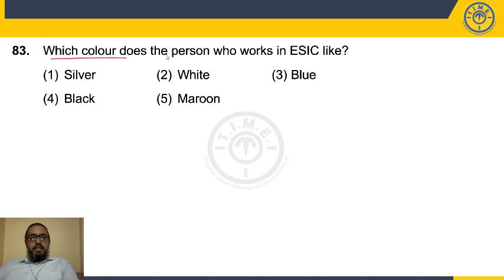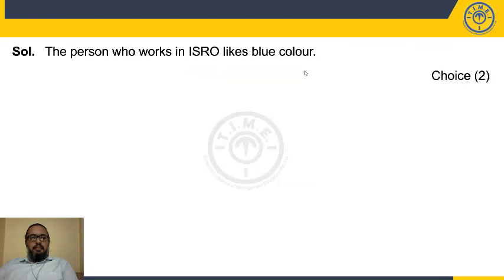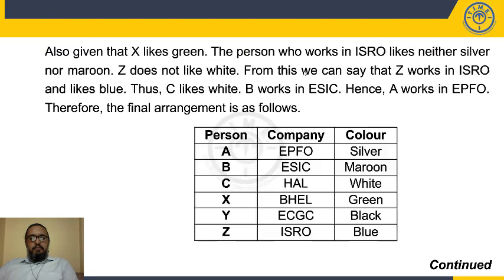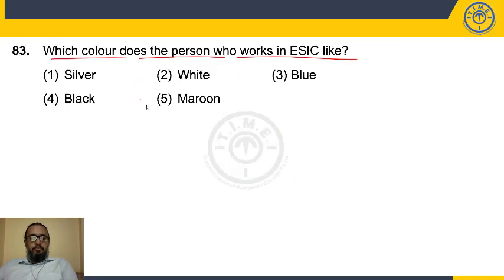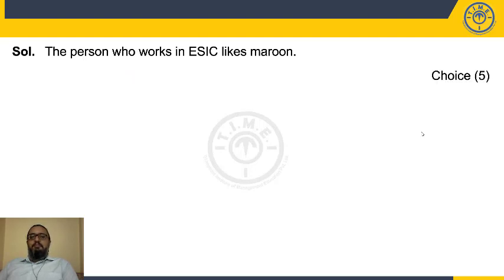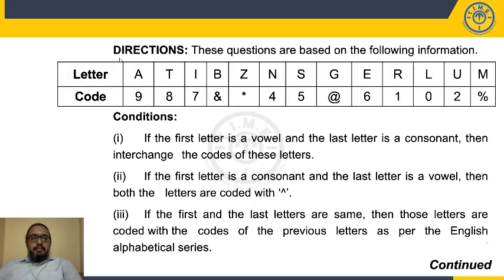Then, which color does the person who works in ESIC like? So it is maroon. The answer to this is the fifth option. Choice 5. So these are the questions you have in this particular set. Moving on. Next.